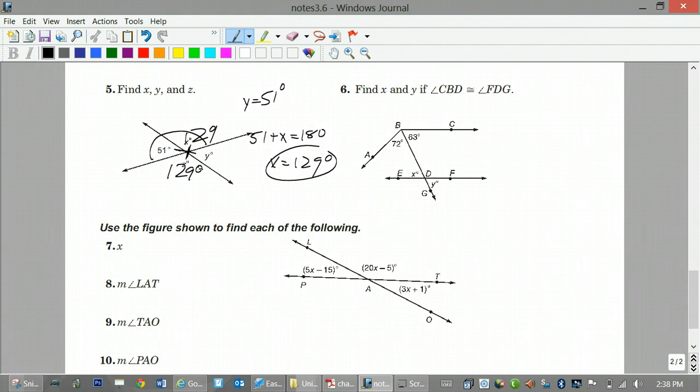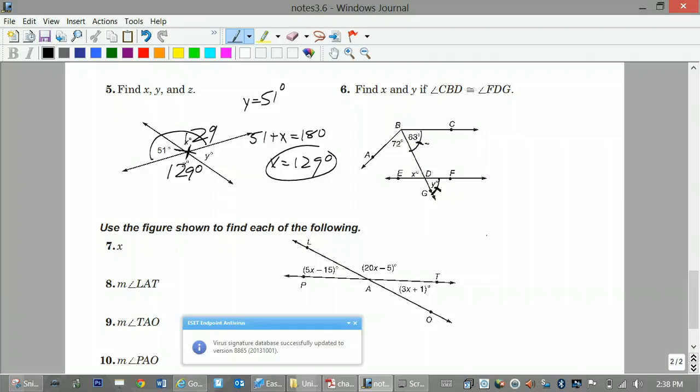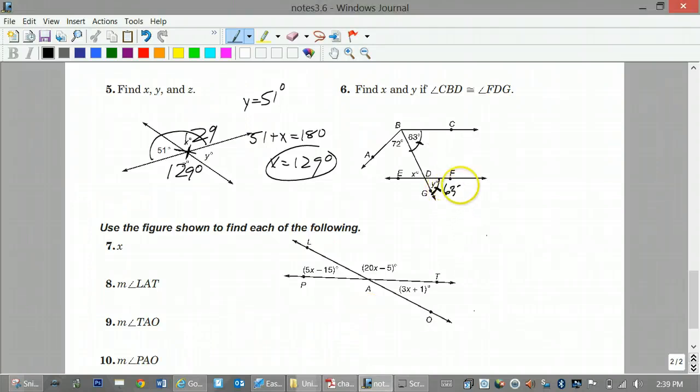So on 6 it says CBD and FDG are congruent. CBD is congruent to that one. If you didn't mark it and you had a question on how to do it, my response to you really should be, well, do it the way I do it, which just means I would mark it in the picture to help me out. So I would recommend that you also mark it. After you mark it, if they're congruent, they're equal, so you can just write 63 in there. If y is 63, it's vertical to x, so x is also 63. All right, let's do 7.